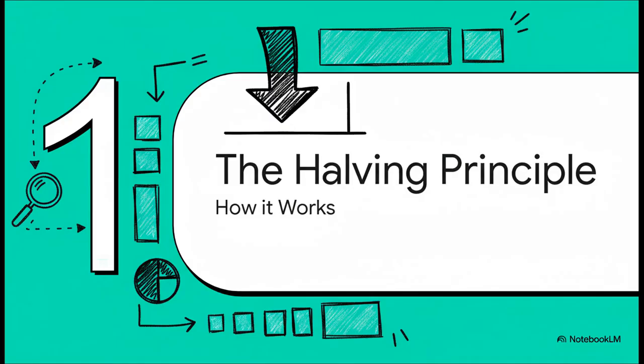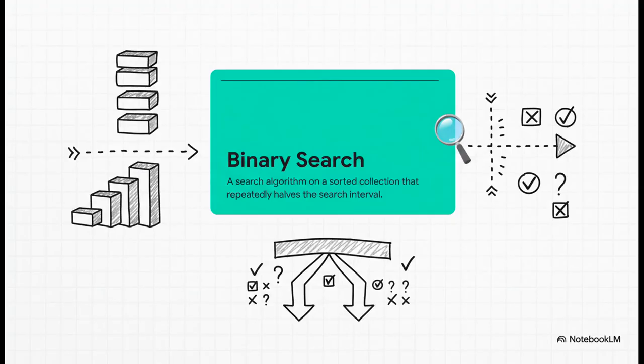So, how in the world does it pull this off? Well, it all comes down to one core brilliant idea: the halving principle. Okay, so here's the formal definition. Binary search is an algorithm that works its magic on a sorted collection of items. And that word, sorted, is absolutely crucial. We'll come back to that. The key here is that it just repeatedly cuts the search area in half. I mean, think about that. With every single guess, you get to throw away 50% of the remaining options. It's this relentless division that makes it so incredibly fast.